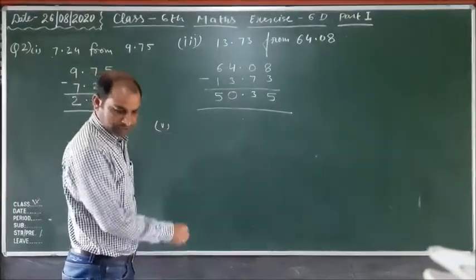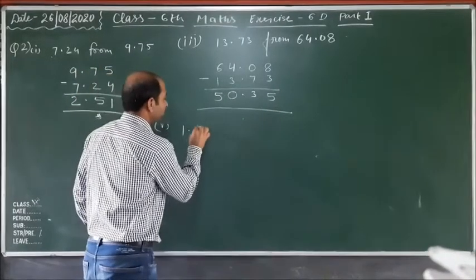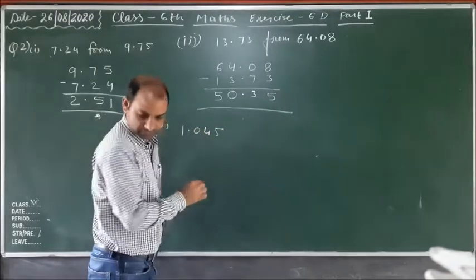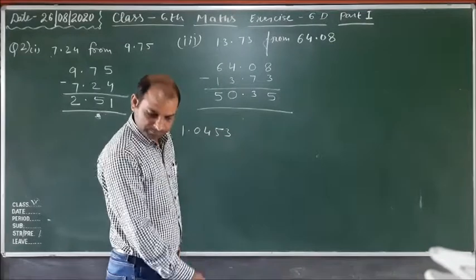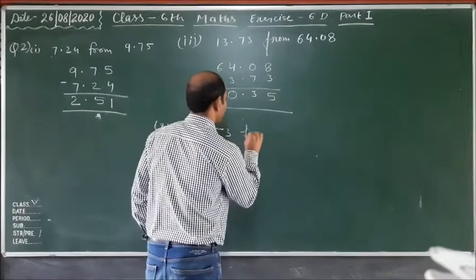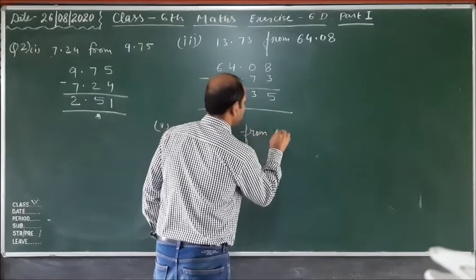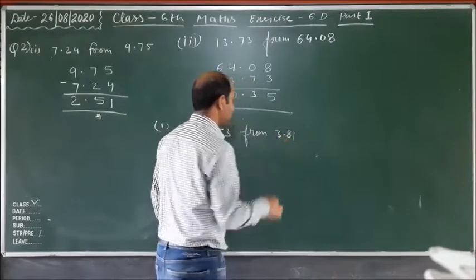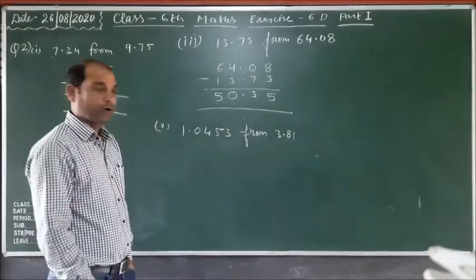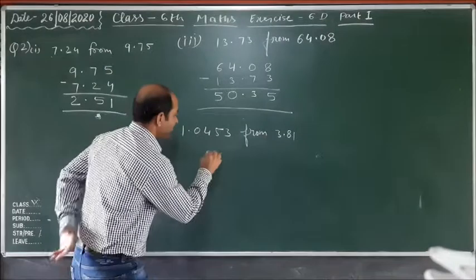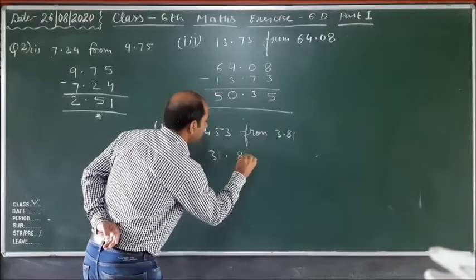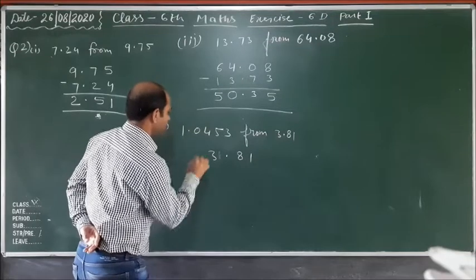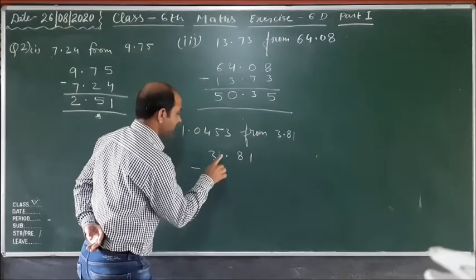Now question number 5 is 1.0453 from 3.81. So we write here 3.81. Now minus 1 in ones place, so we write here ones.